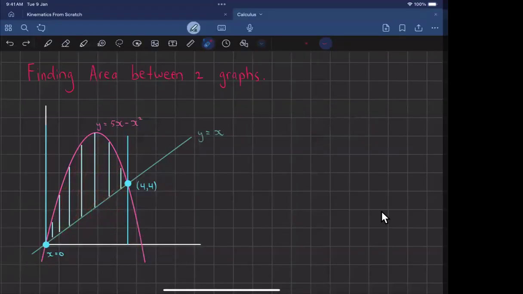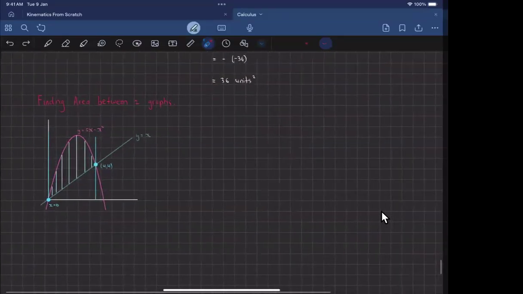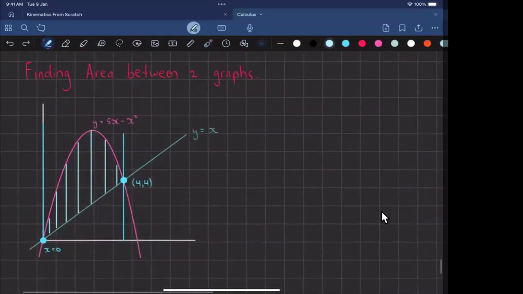So how are we going to do that? Well, the very first thing you have to do when working with a question like this is you need to solve simultaneously. So the first step in questions like this is you're solving simultaneously. So let me do that.